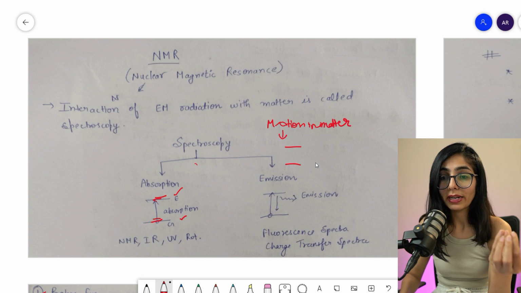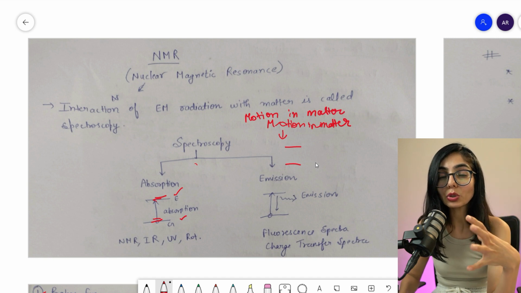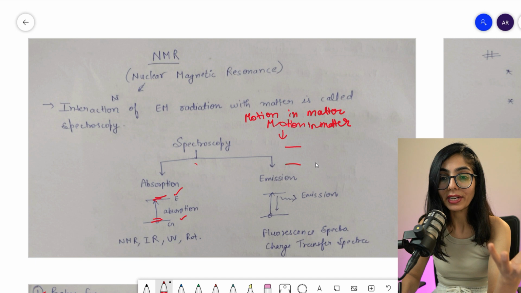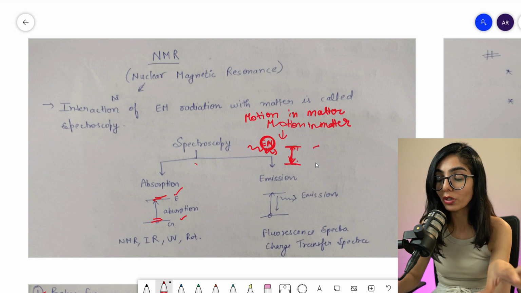Motion in matter. Oh my god, my handwriting, it's the worst in the world, I feel. Motion in matter, I will try to write it in a good way.